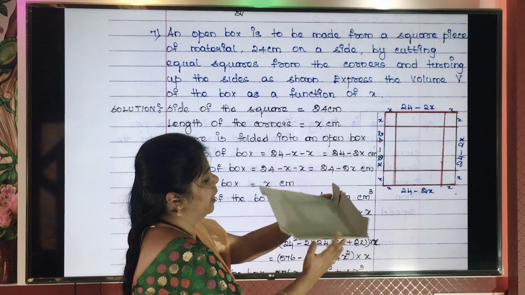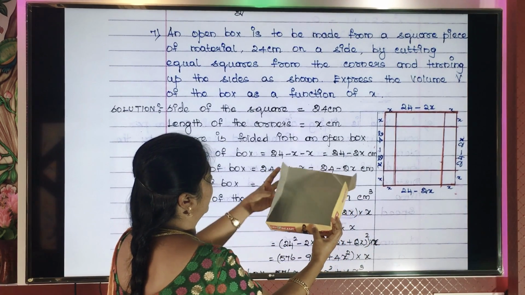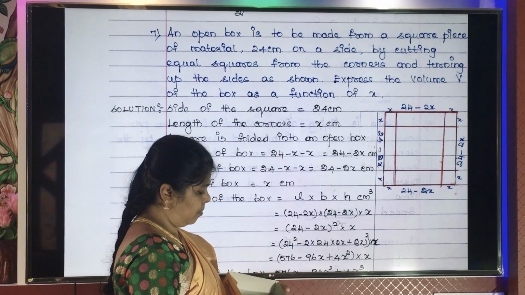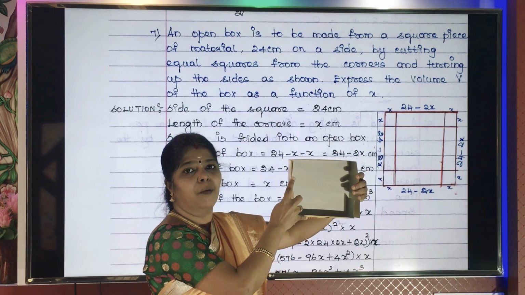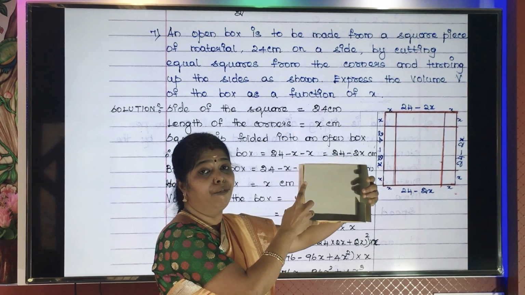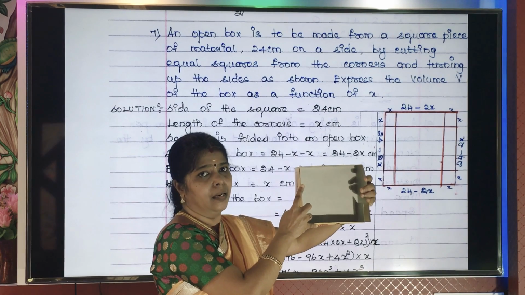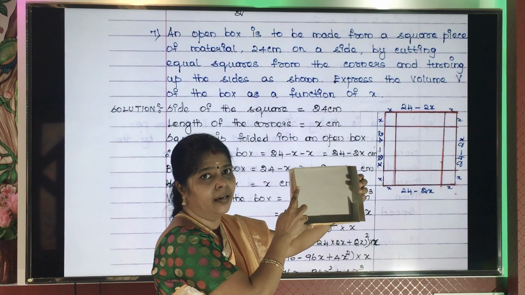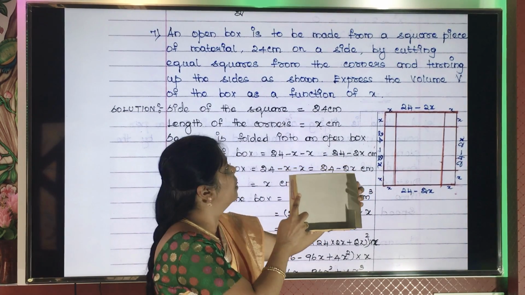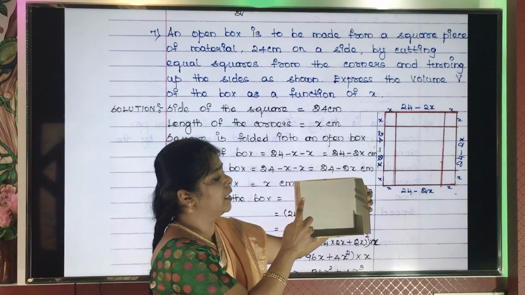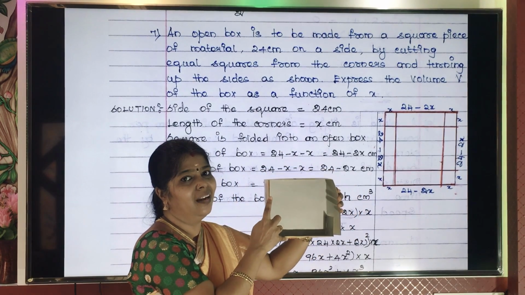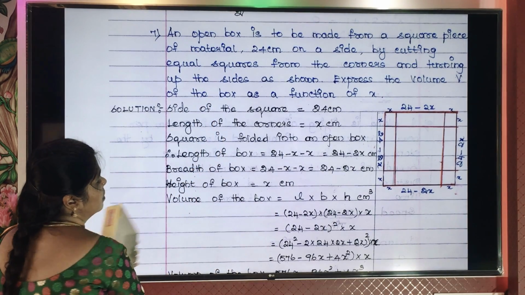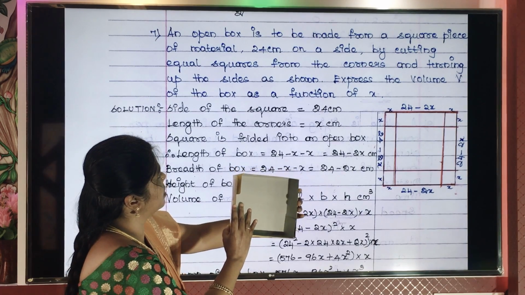I can fold it up so that this becomes a box. See here, it has become like a box. Otherwise it was like a flat two-dimensional material, isn't it? So when I cut all the 4 corners into small squares, and then turn the sides up, I am getting a box, an open box. Here, can you see an open box? So now I have got an open box.